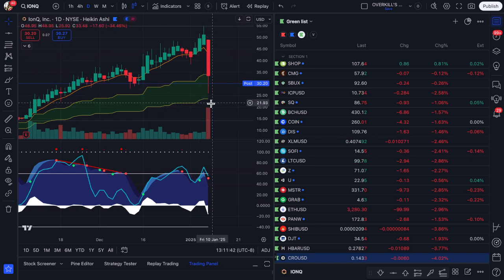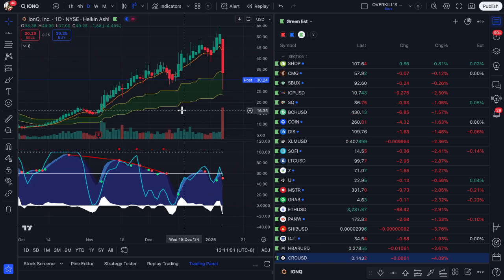Now that it's in the golden zone, we can look to add. We can look for that green dot to enter on. This is actually going on the green list now that we finally had the pullback. This is what I was waiting for personally.